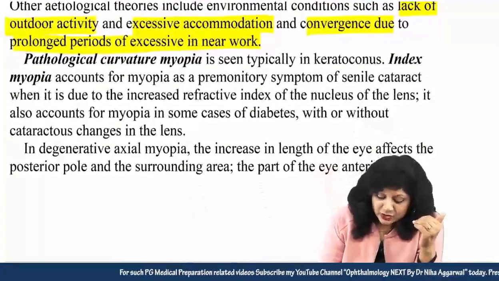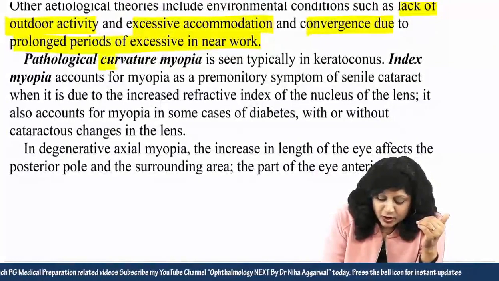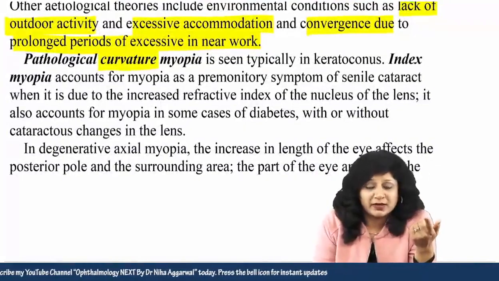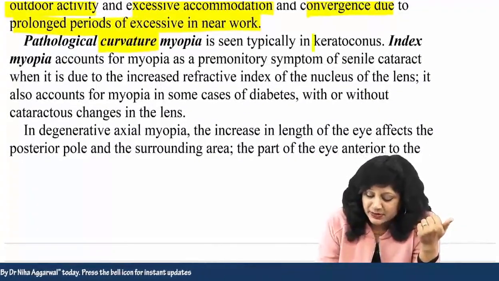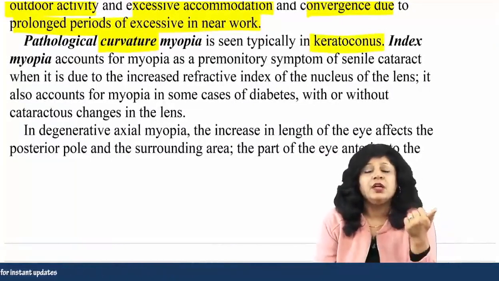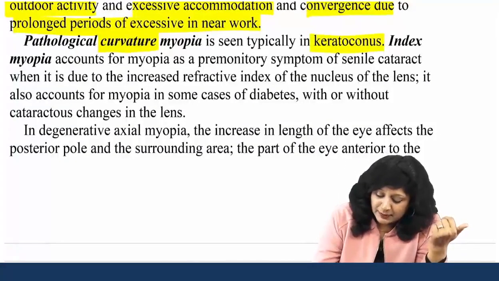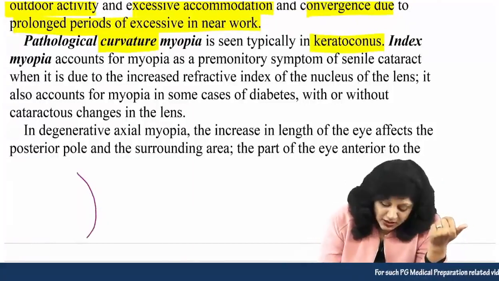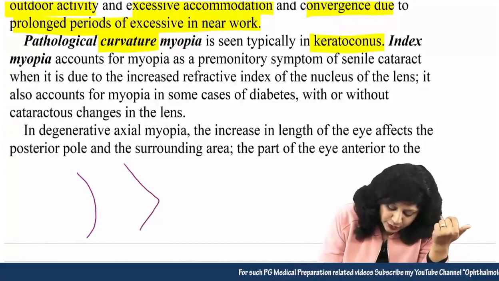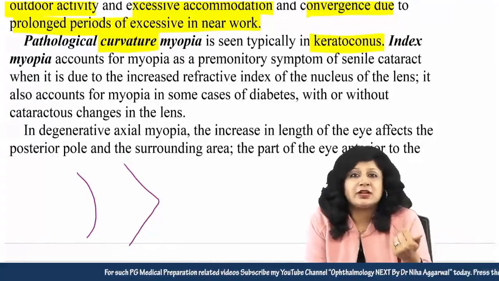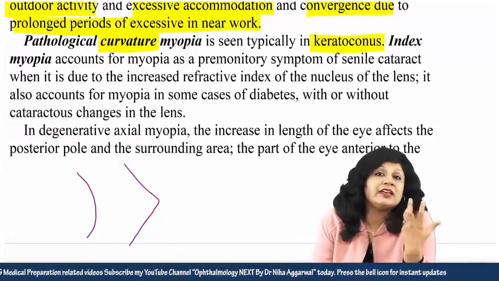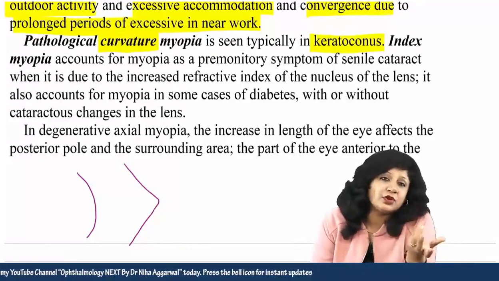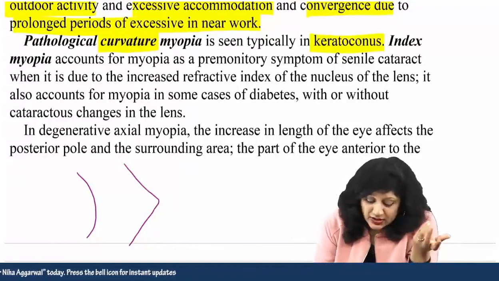Pathological curvature myopia. Now we are talking about curvature myopia and the pathological variety. It is typically seen in keratoconus. If you remember what keratoconus is, normally the cornea is convex. If there is a conical protrusion of the cornea, that is called keratoconus, in which we have increased curvature. This increased curvature of the cornea will also lead to pathological myopia.